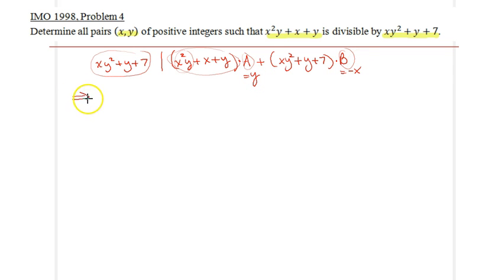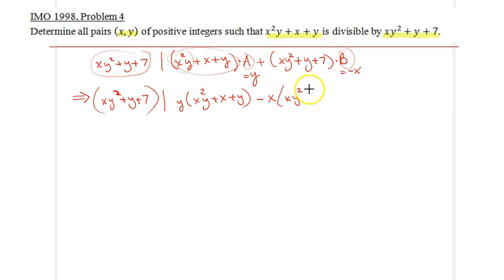So therefore what I claim is, this implies that xy squared plus y plus 7 divides y times x squared y plus x plus y. So that will give us an x squared y squared here, minus x times xy squared, again an x squared y squared here. So therefore those terms will cancel out. Plus y plus 7, but that does the trick, so we will have an xy here, a minus xy here, so those will cancel out as well. So finally I will have y squared minus 7x.